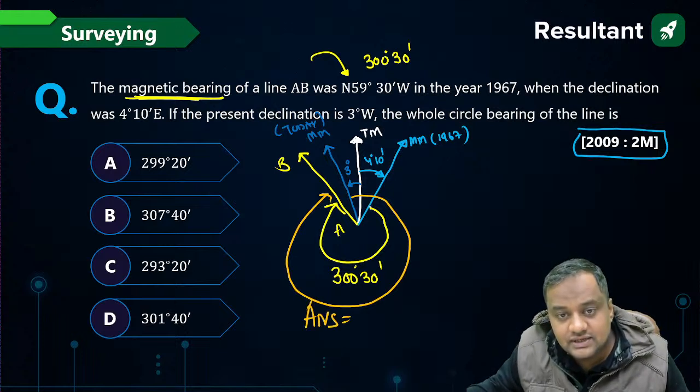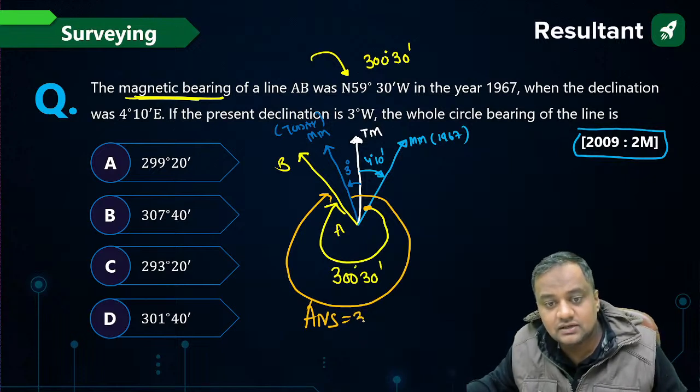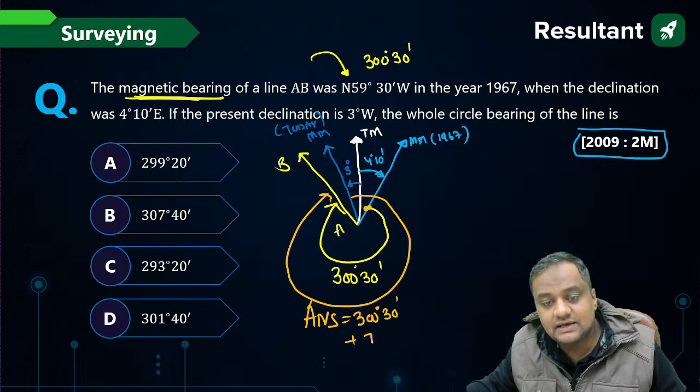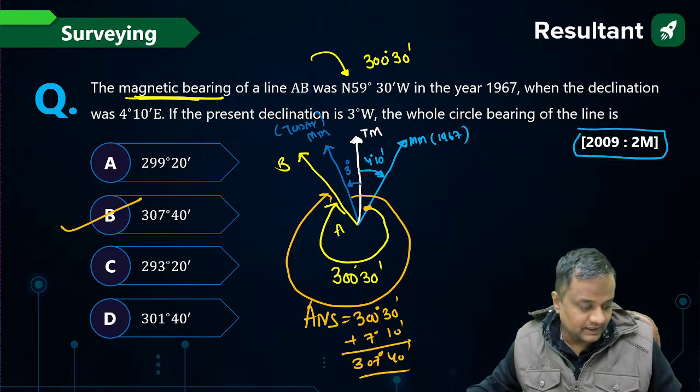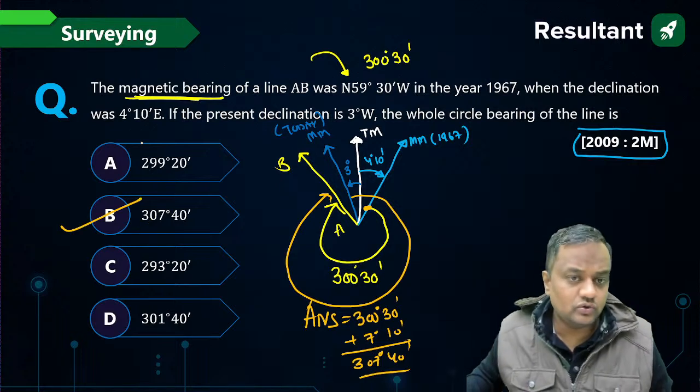So how much extra? From here it is 300 degree 30 minutes. So now 7 degree 10 minute extra. 300 degree 30 minutes plus 7 degree 10 minutes. What is that value? 307 degree 40 minutes. B is the answer.